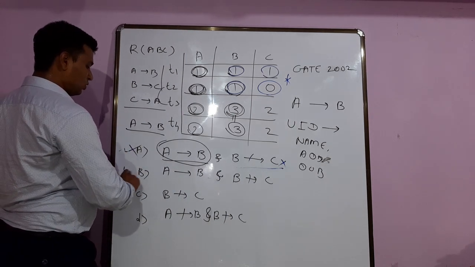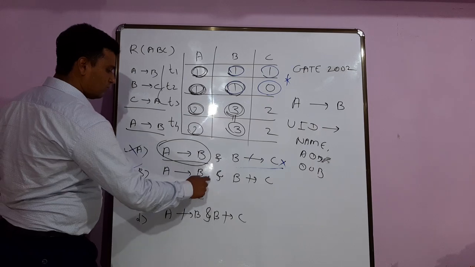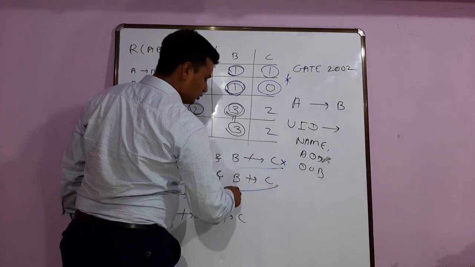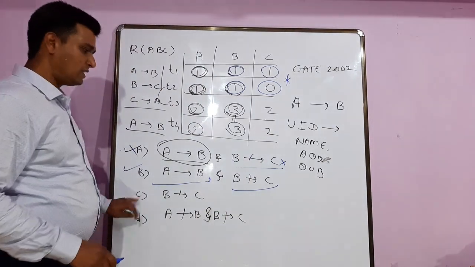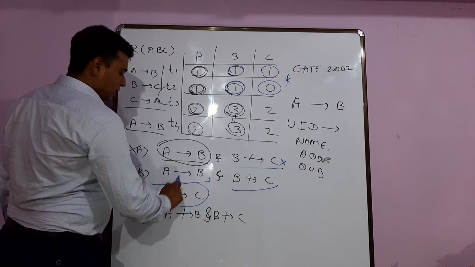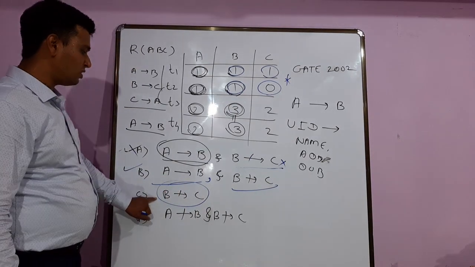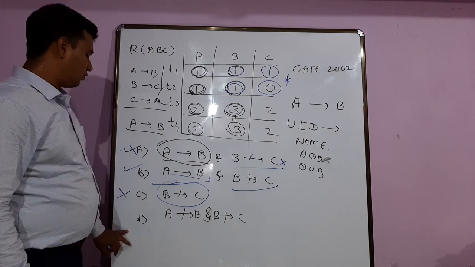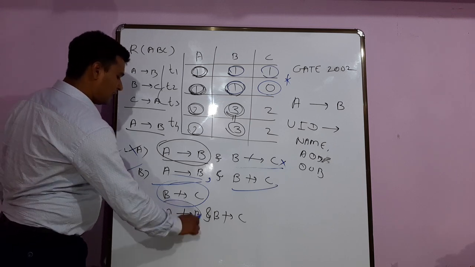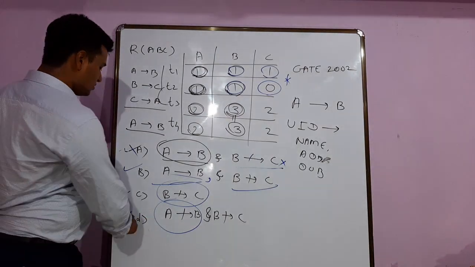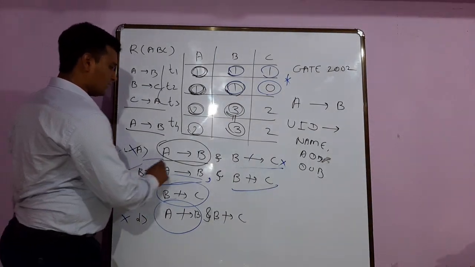Then we will go for option B. A determines B, we have already verified and confirmed. Now we check B determines C. This is also true. So this option seems true, but we need to check the other options. Option C is true only partially, because A determines B is not given there, so we will also reject this option. Then option D says that A does not determine B, which is wrong, so we reject option D. So the correct option in this case is B.